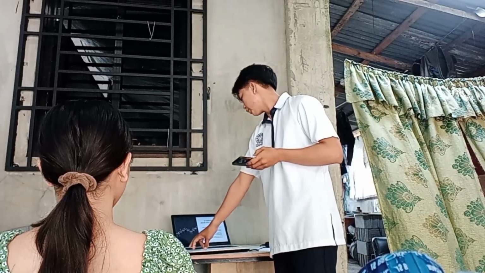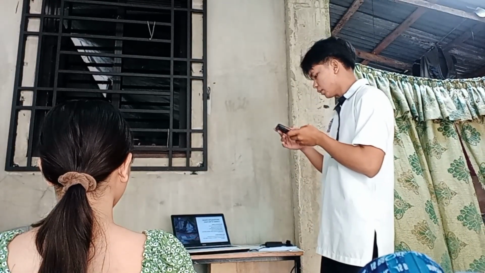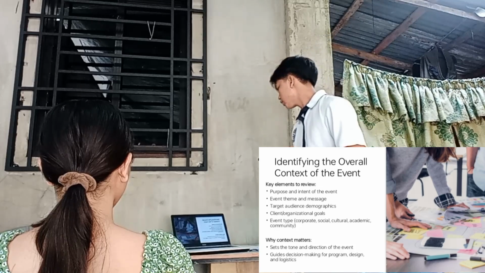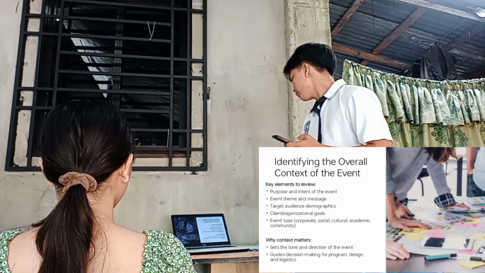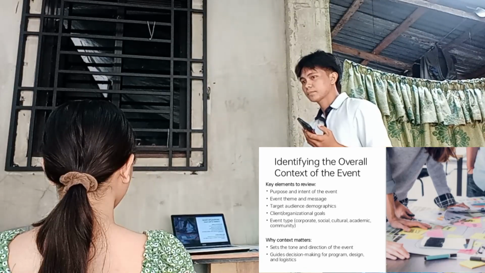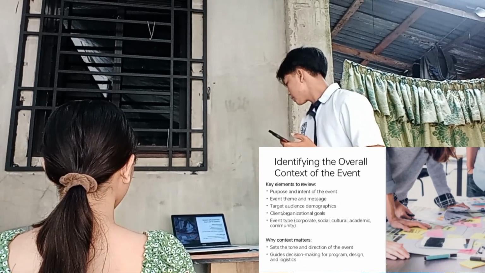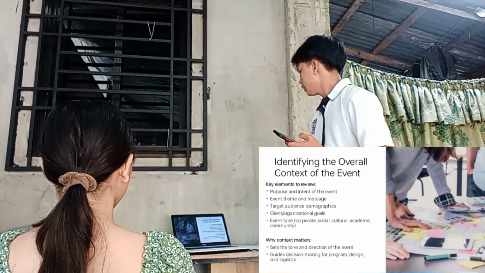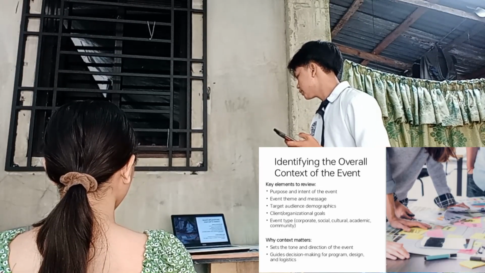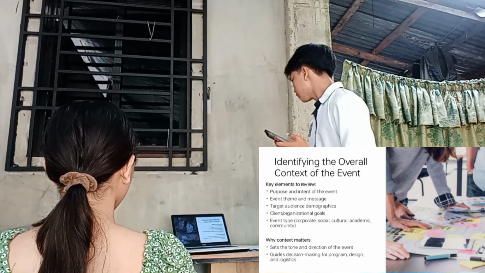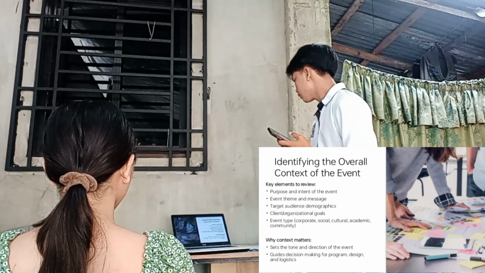Okay, we move to the next one. Okay, we come now to identifying the overall context of the event. Okay. Key elements to review. One is purpose and intent of the event, theme and message, target audience, client organizational goals, event type, for example, corporate, social, cultural, academic, community.